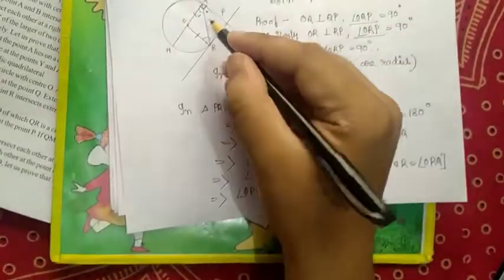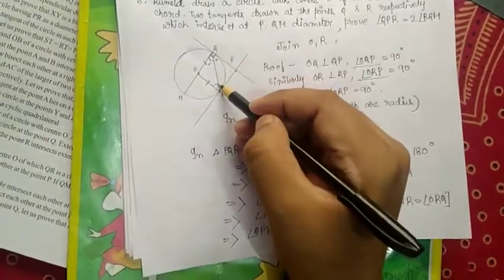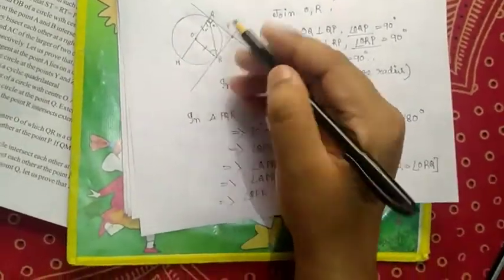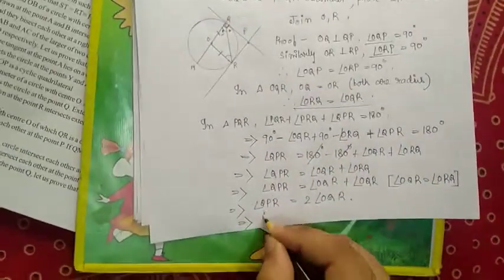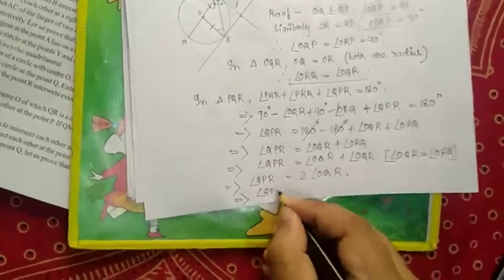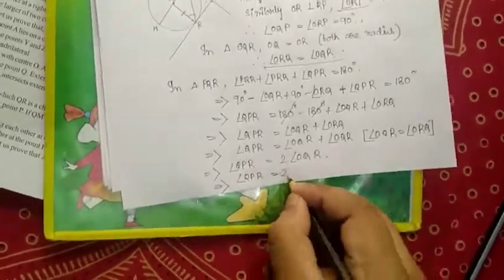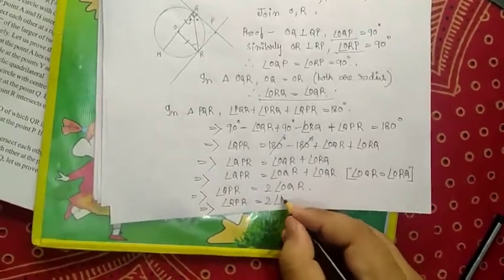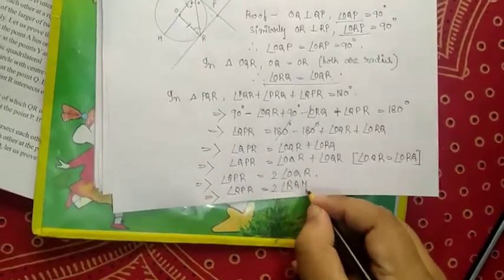So OQR means RQM. This angle OQR means RQM. So therefore we can say QPR equals twice angle RQM. Proved.